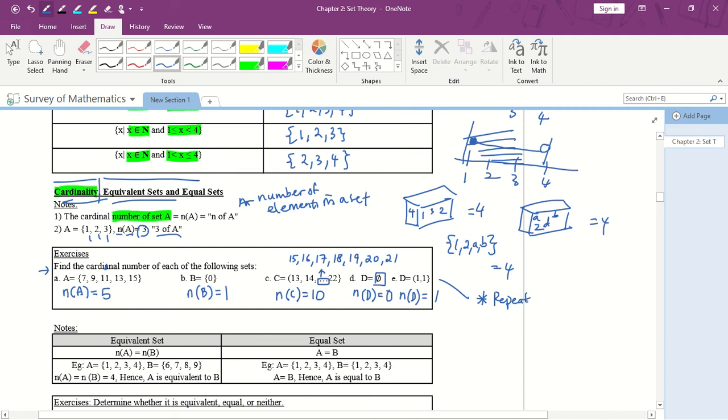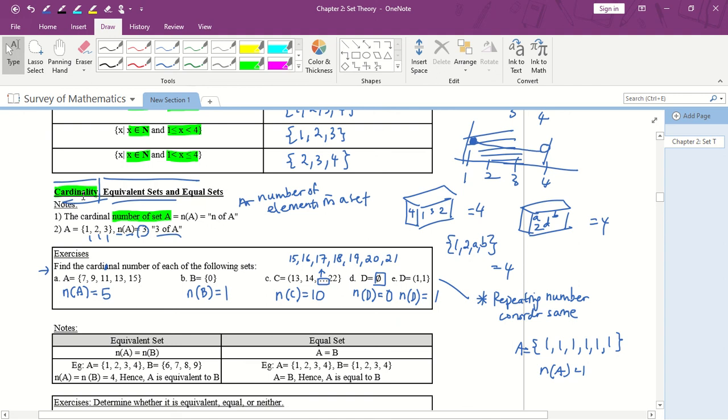Repeating numbers in a set are considered the same thing. Which means that if I have a set that says 1, 1, 1, 1, 1, 1, the number of elements is actually just 1. Why? Because this is repeating. It doesn't matter how many times it repeats, as long as it repeats, it's just considered as 1. Okay, remember this one. Don't get tricked by the questions.